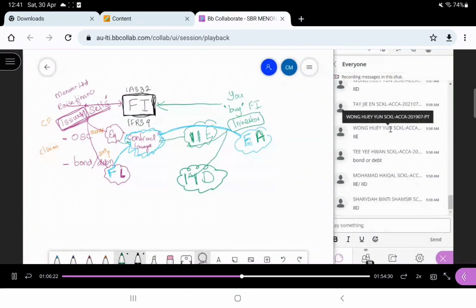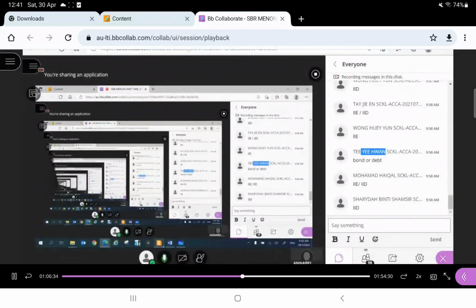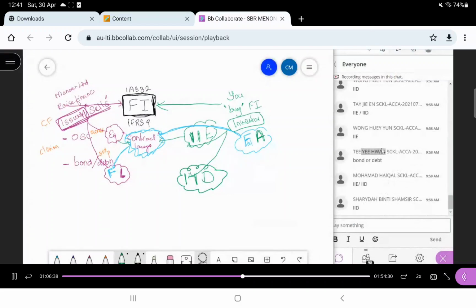GN is correct. Hui Yuan, you said financial asset is only IIE. What about this? Yi Huan, big mistake. Who calls it bond? Who calls it equity? These are called fundamental errors. Sorry to say this now.